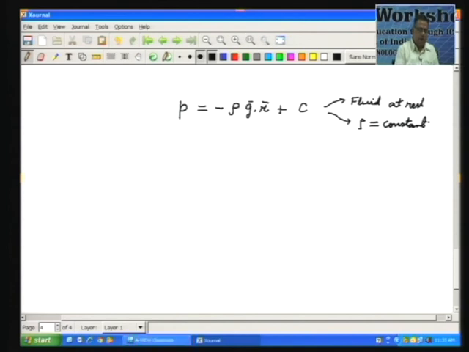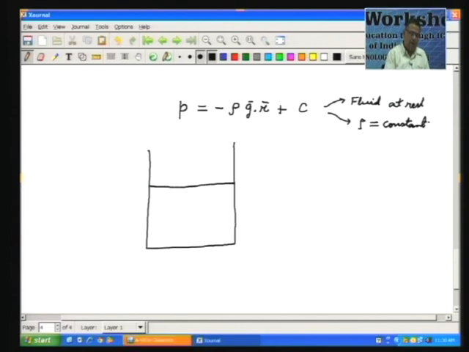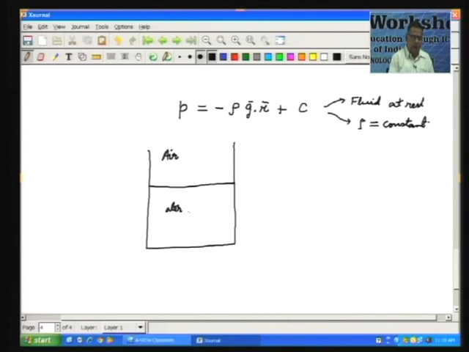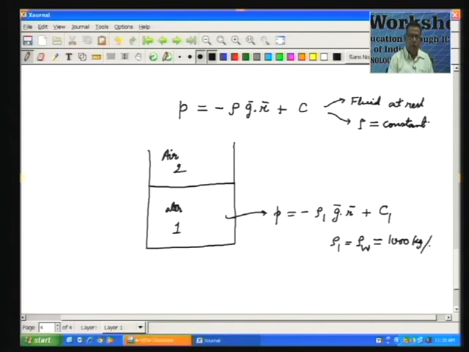Now, let us take a case where you have say water in a tank. So, let us say this is the water, and above you have air. So, I can call this say fluid 1 and I can call this fluid 2. So, in this fluid we can say that P is minus rho 1 g dot r plus some constant, where rho 1 is the density of water. Rho 1 is equal to rho water, which you can say is roughly 1000 kg per meter cube.